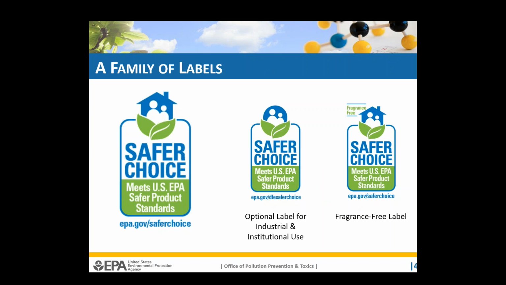And then the third label is our fragrance-free label. This is basically a verification of a fragrance-free claim. If someone's looking for a fragrance-free product, this label would tell them that the product is fragrance-free. Products with this label have to meet the same criteria as the regular Safer Choice label, but then there are additional fragrance-free criteria on top of that.